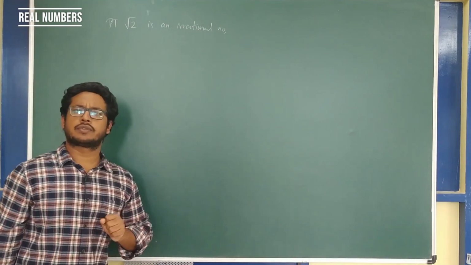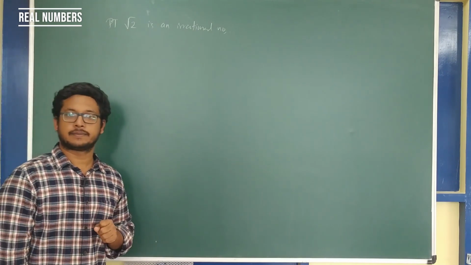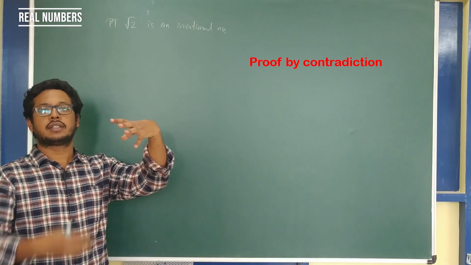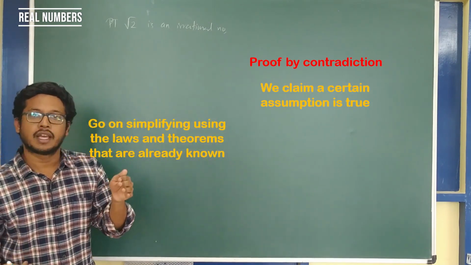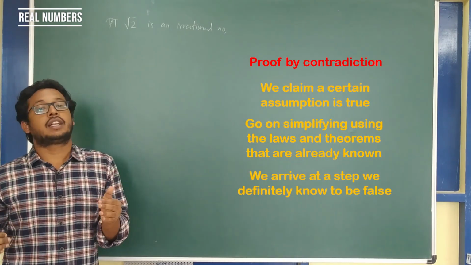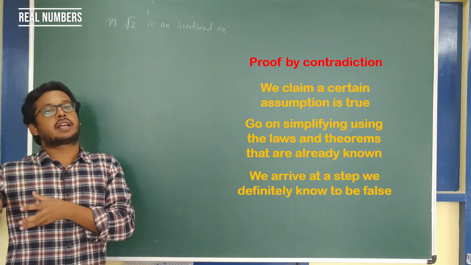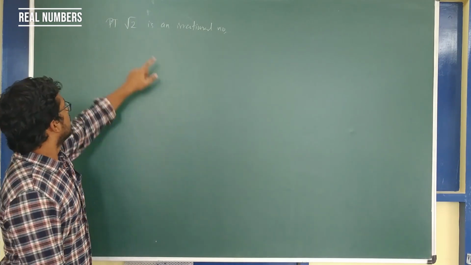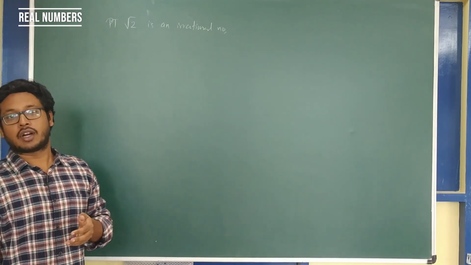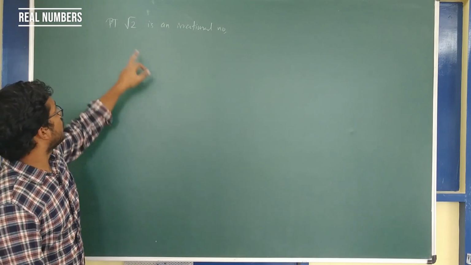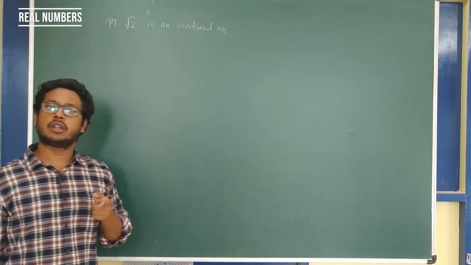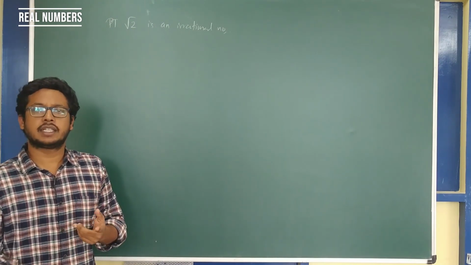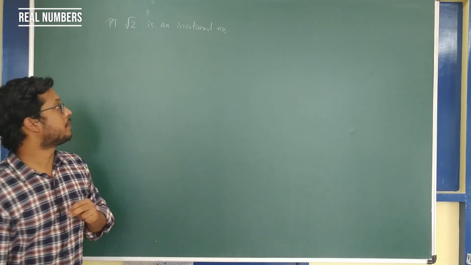In order to prove this one, we will use proof by contradiction. So in proof by contradiction, we start with an assumption, and finally we come to a point where we definitely know that thing is wrong. So when we come to that point, we definitely know that our assumption must be wrong. Here we can apply proof by contradiction because there are only two possibilities for square root 2. Either square root 2 is an irrational number or it is a rational number. Since there are only two possibilities, we can apply proof by contradiction.